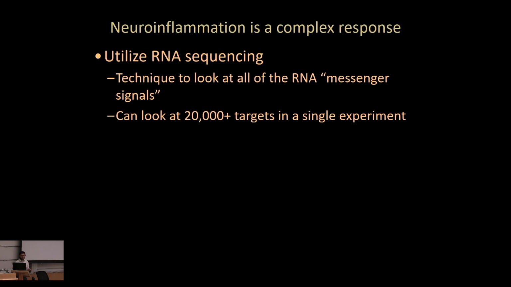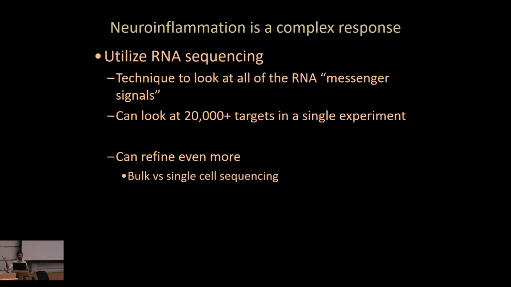In doing this, we can look at up to 20,000 targets at one time. So this is a much stronger way to look at these complicated fields, these complicated pathways, with these really high-throughput genomic techniques. And that's what we did. And you can refine it even more. So there's bulk versus single cell, essentially. Bulk is if I take a whole piece of tissue, grind it up, grind everything together, and look at all the RNA in that one chunk of tissue.